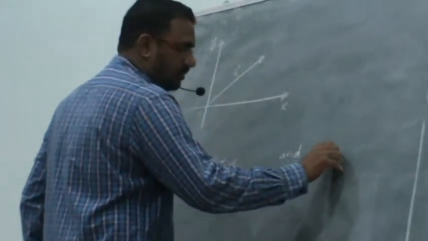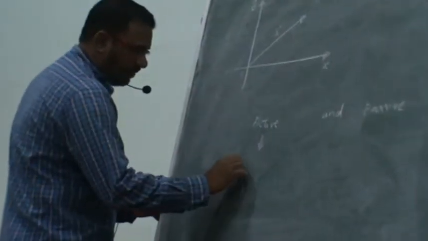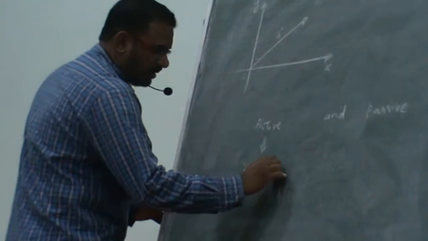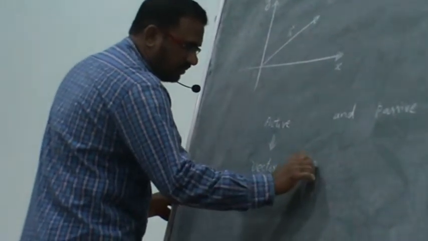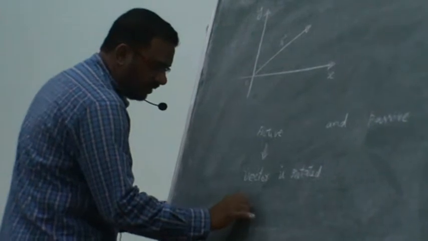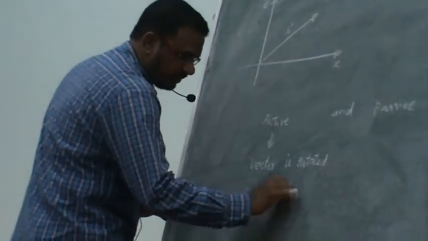So there are two possible transformations here. One is called active and another one is called passive. So there is active transformation, there is passive transformation. Active transformation means the vector itself is rotated. The vector itself is rotated. Coordinates are fixed. So in the active transformation, the vector is rotated, but the coordinates are fixed.